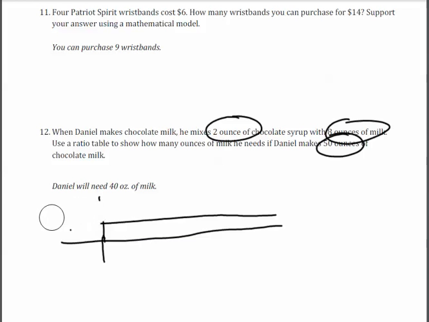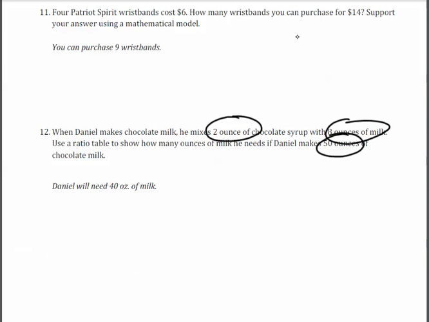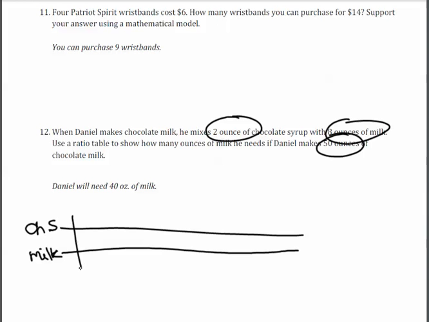And this one, let me just erase and start over here. Where this one is your chocolate syrup, your milk. So for 2 ounces of chocolate syrup, I need 8 ounces of milk, and that's a total of 10. If I have 4 ounces of chocolate syrup, I have 16 ounces of milk, and that's 20 total ounces of product. 6 ounces of chocolate syrup and 24 ounces of milk makes 30 total ounces of chocolate milk.